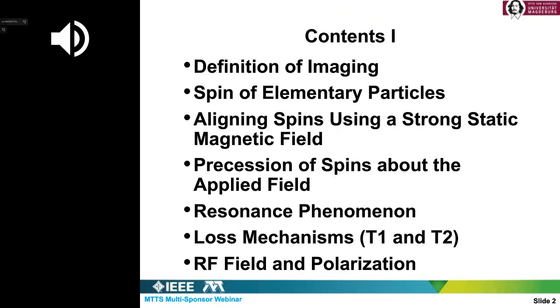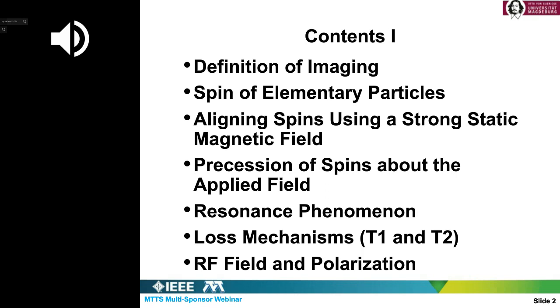This is a short agenda of my talk today. I will start with a short definition of what imaging is, move to the spin of elementary particles like electrons, protons, and neutrons, and how to align these spins using a strong magnetic field. Then we will discuss a special type of motion called precession, and then why it is called resonance, where the resonance phenomenon is, and the accompanying loss mechanisms described in the community by T1 and T2.